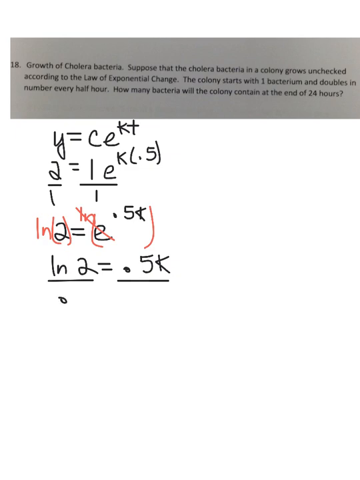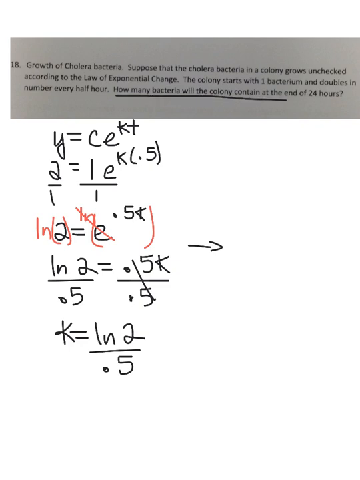To solve for k, I'm going to divide by 0.5. So my k is the ln of 2 over 0.5. Now that's not what they asked for, but I need that to actually answer the question. So the question asks in this last sentence right here, how many, which means y, will we have? And we know the original amount is 1, e to the k. Now we know that the k is ln of 2 over 0.5 times the time, and it says 24 hours at the end of 24 hours. So I'm going to multiply that by 24.